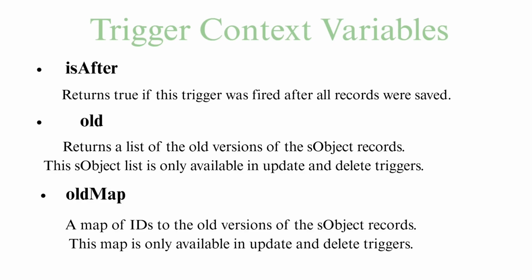And Trigger.old we use only for update, delete, and undelete triggers. And oldMap we use when we want to compare old and new values. Without wasting more time, now let's start our coding.